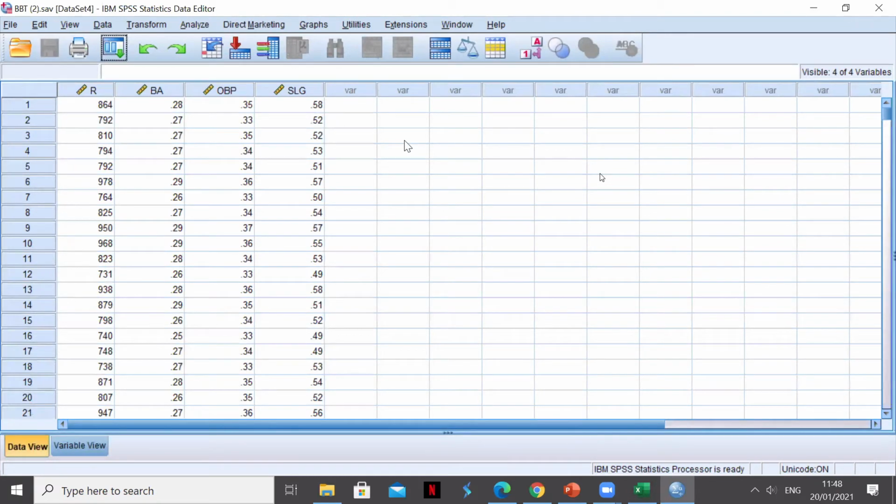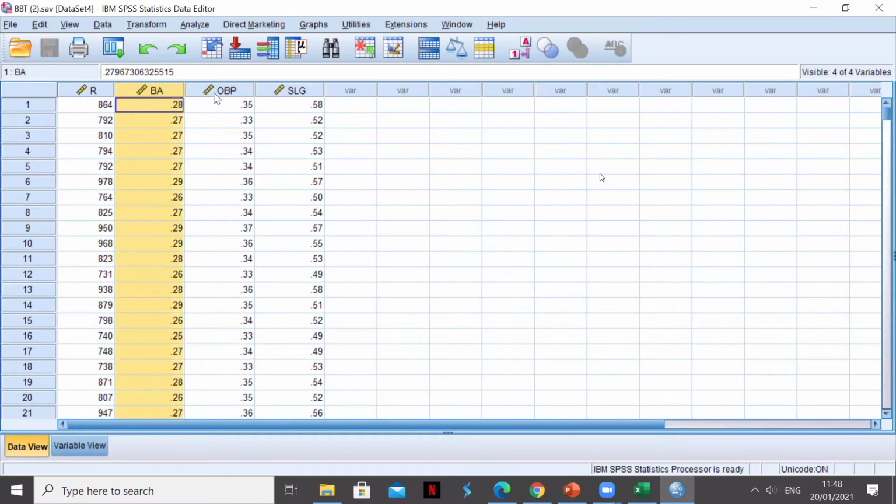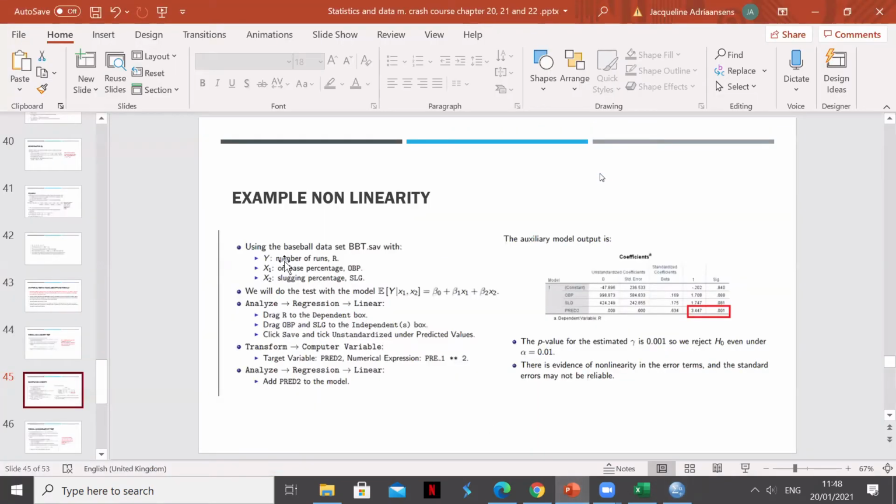So here's our data set. This is a rather difficult one, I think, because I'm not familiar with baseball. So I don't really know what it stands for, but anyways, Y is the number of runs, X1 is on base percentage, OBP, and X2 is slugging percentage, SLG. I have no idea what those are. But anyway, we want to test this model, whether the number of runs depends on the OBP and SLG.